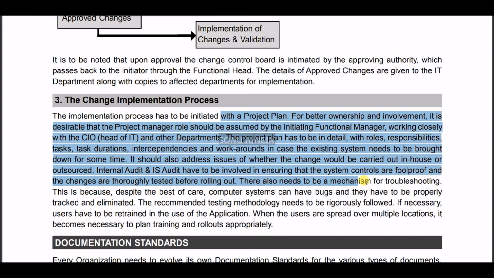There also needs to be a mechanism for troubleshooting. This is because, despite the best of care, computer systems can have bugs and they have to be properly tracked and eliminated. The recommended testing methodology needs to be rigorously followed, and the necessary users have to be retained in the use of the application. When the users are spread over multiple locations, it becomes necessary to plan the training and rollouts appropriately.